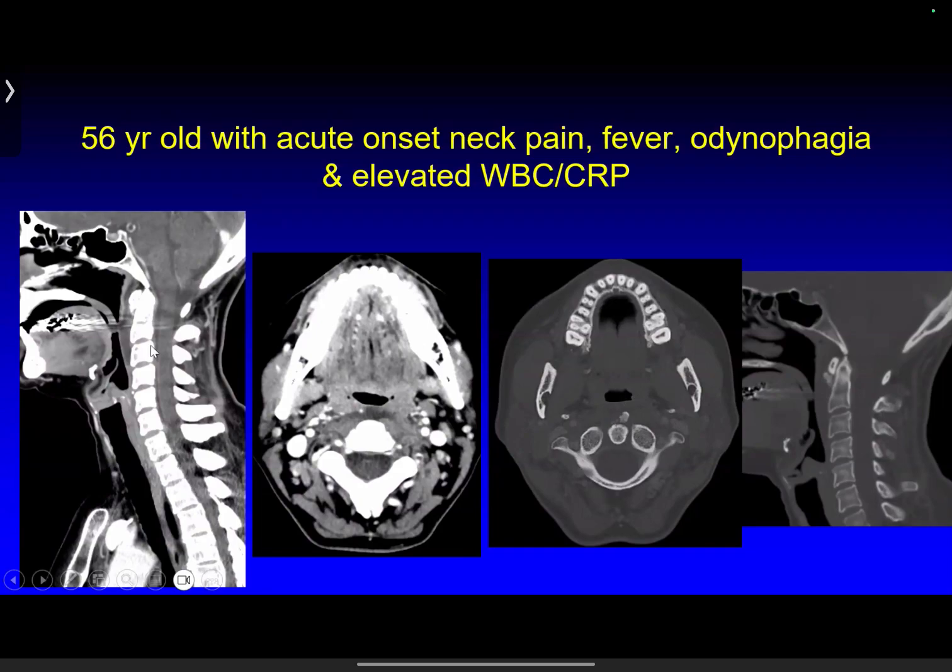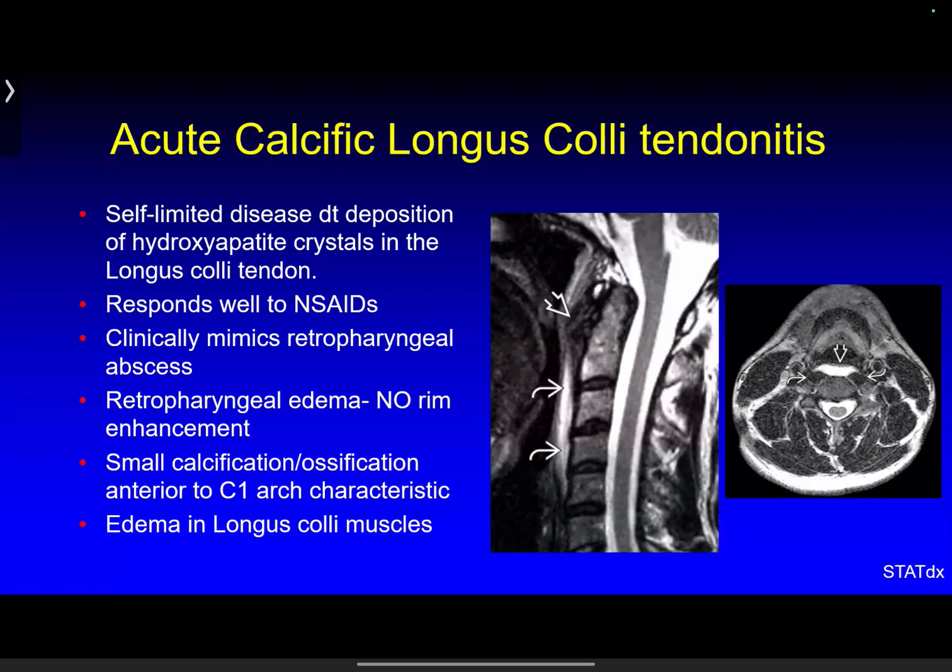The sagittal reformats nicely outline the retropharyngeal edema, which extends from the skull base to about C4, just in the upper cervical spine. And on the bone windows, you see this amorphous calcification along the anterior margin of the C1 arch, also nicely appreciated on the sagittal reformats. And this is classic acute calcific longus colli tendinitis.